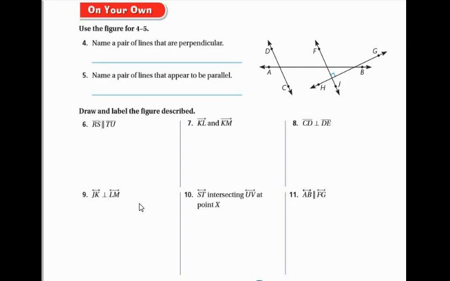Do you see the difference between 9 and 8? Number 10, you will draw line ST intersecting line UV at point X. Intersecting together at point X. Number 11, you will draw line AB parallel to line FG.